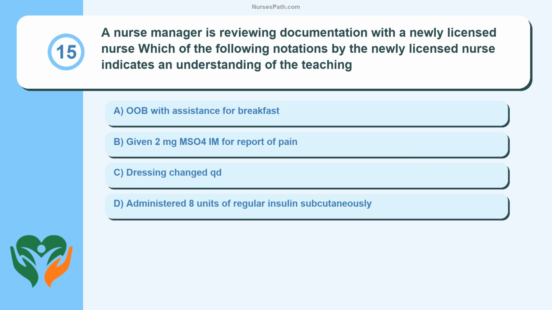Question 15. A nurse manager is reviewing documentation with a newly licensed nurse. Which of the following notations by the newly licensed nurse indicates an understanding of the teaching? OOB with assistance for breakfast. Given 2 mg MSO4 IM for report of pain. Dressing changed QD. Administered 8 units of regular insulin subcutaneously.